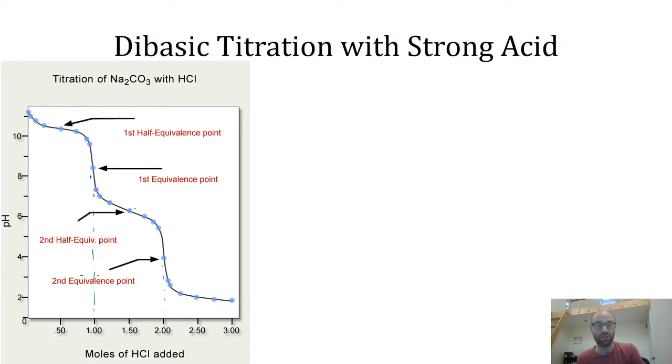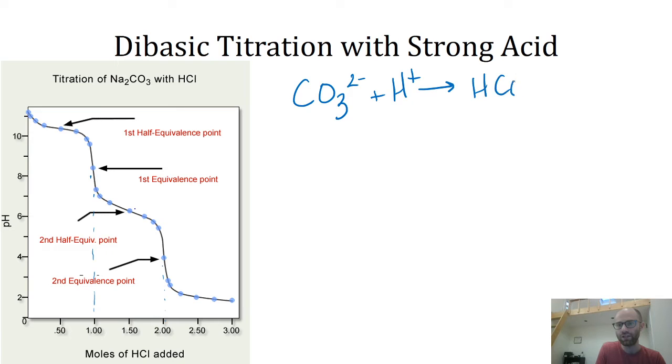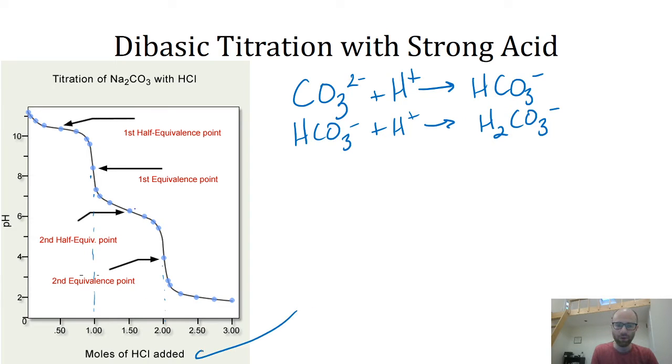This is obviously a titration of a known diprotic base or dibase, carbonate, so the carbonate ion will react with H+. I'm giving the net ionic reaction to make HCO3 minus, and then HCO3 minus will react with H+ to make H2CO3. Now it's showing moles on the bottom, but moles of acid is just equal to molarity of acid times volume of acid.